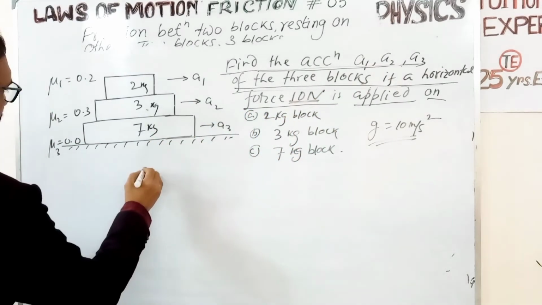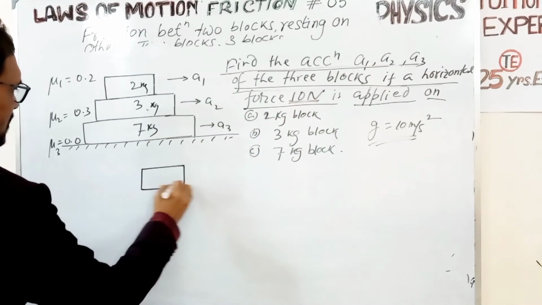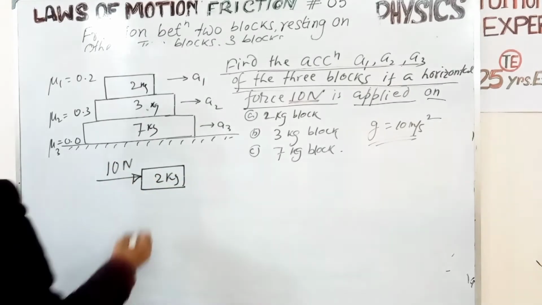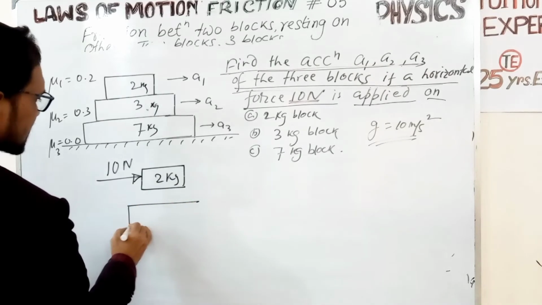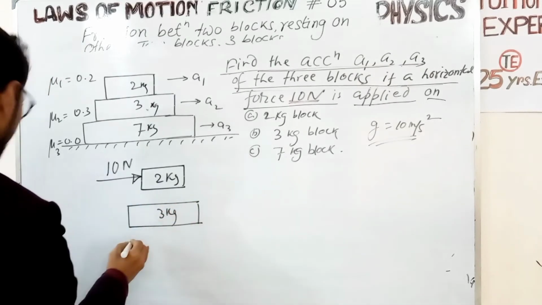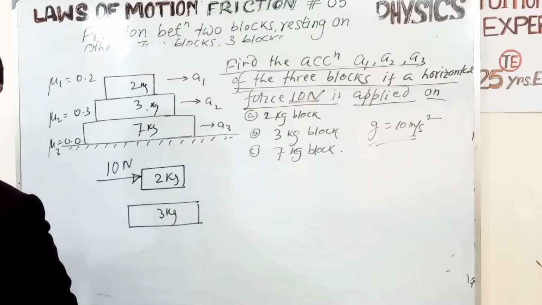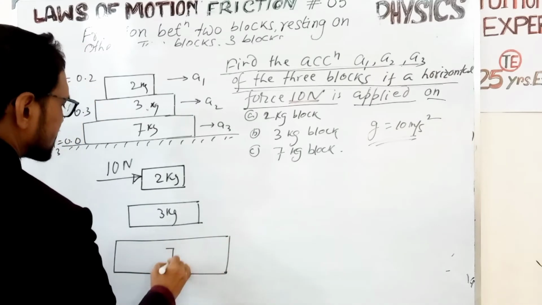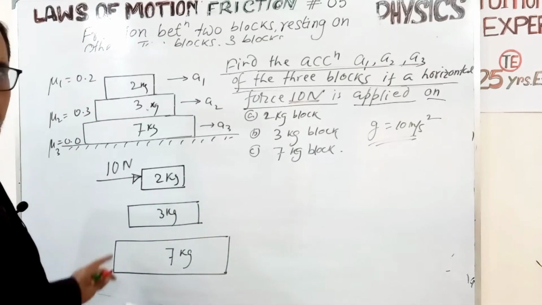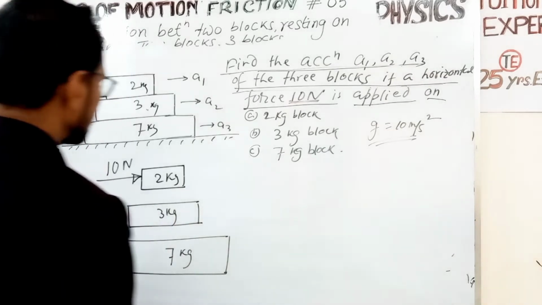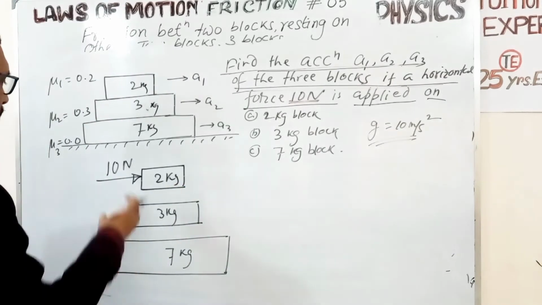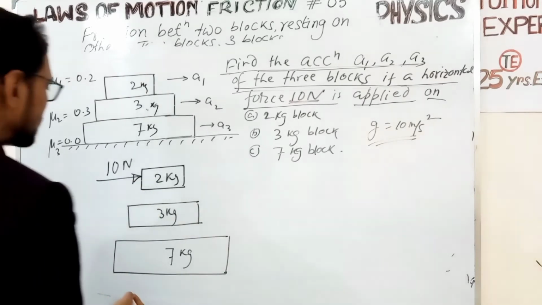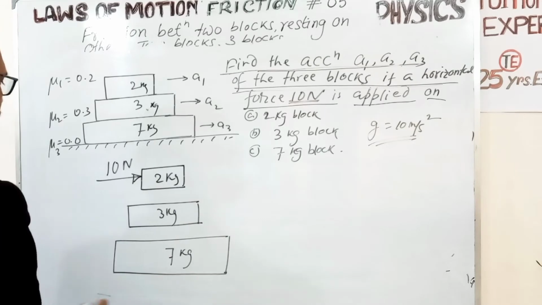So draw the free body diagram. This is the 2 kg block, and a force of 10 Newton is applied here. The 2 kg block is over the 3 kg block, which is over the 7 kg block. So we have the 2 kg, 3 kg, and 7 kg blocks. Now the 10 Newton acts on the 2 kg block. So what is the free body diagram? What is the force acting on each block?